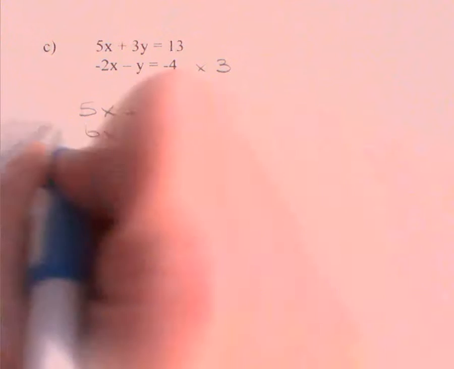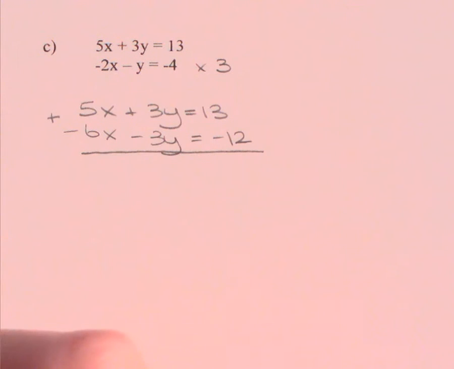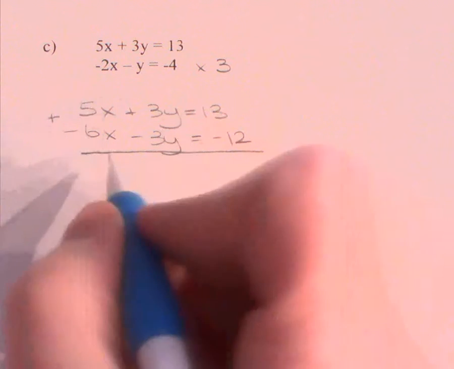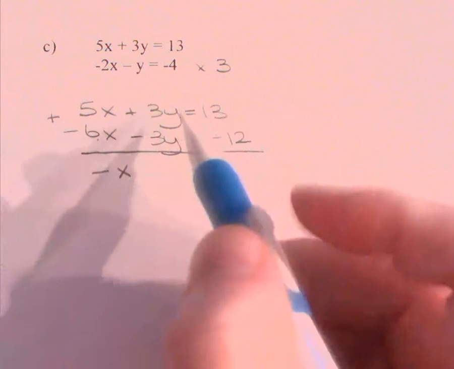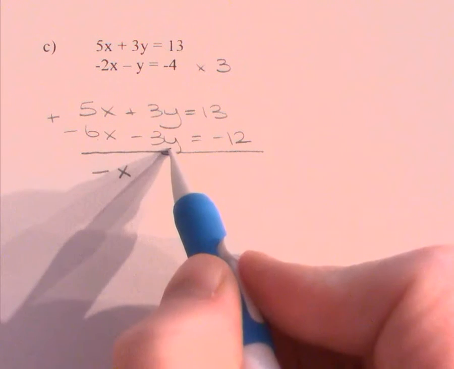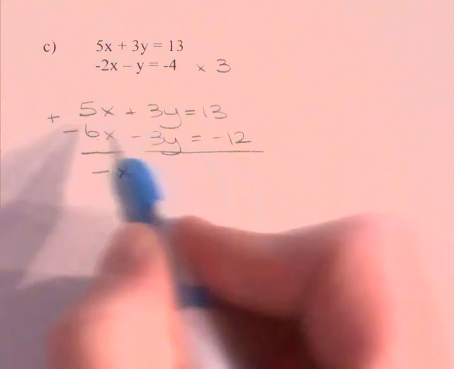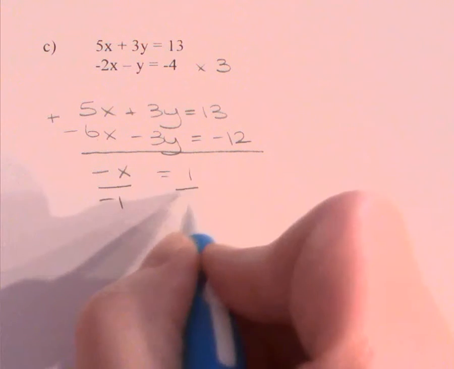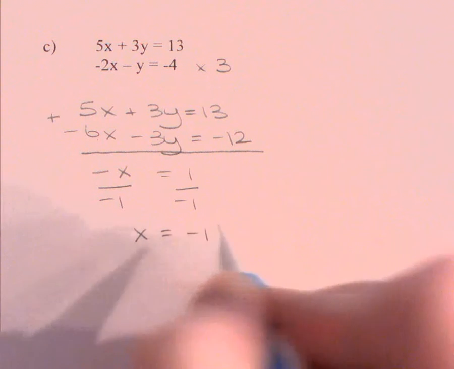I'm going to draw a line underneath them and add them. So I have 5 plus minus 6x is minus x. 3 plus minus 3 will give me 0. And 13 plus minus 12 gives me 1. I can divide both sides by minus 1, and x is equal to negative 1.